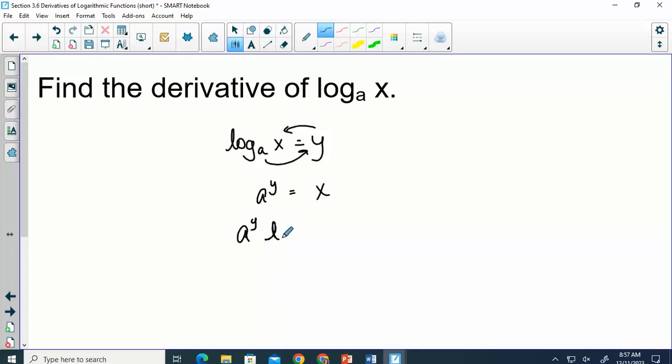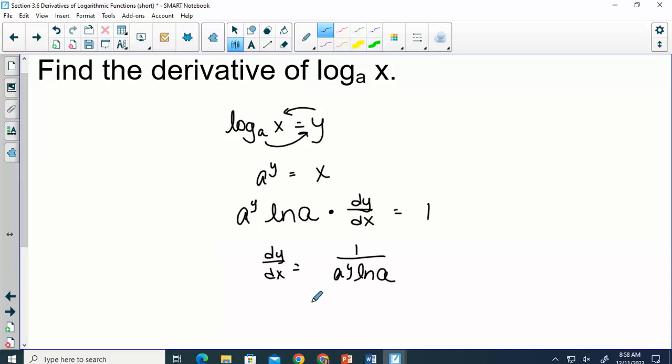We would have a natural log of a. And then, because my exponent is y, we have to do chain rule. What's the derivative of y? dy dx. Equals, what's the derivative of x? So my derivative is 1 over a to the y natural log of a.